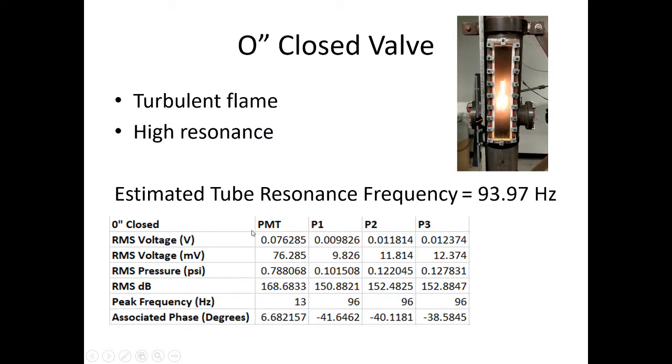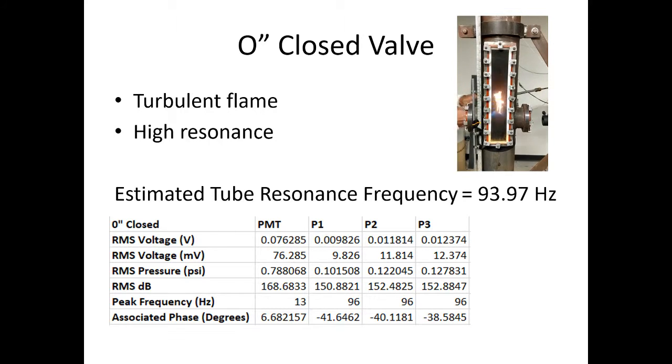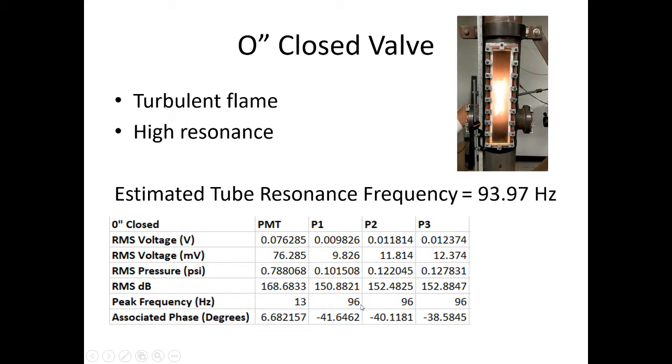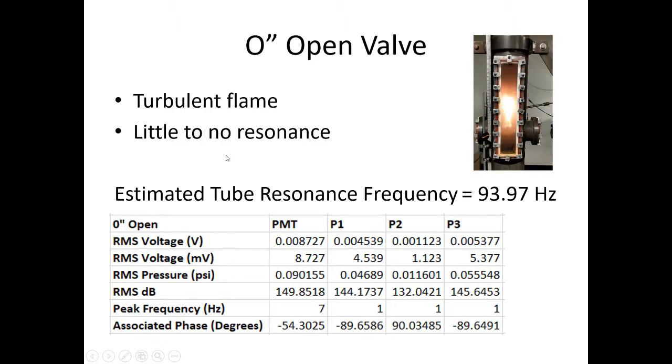The first experiment, where the burner plate was located at its original position with the valve closed, observed a turbulent flame with very high resonance. This makes sense since the peak frequency observed was 96 Hz, where the estimated tube frequency was 94 Hz. Since they were very close, it makes sense that there was high resonance inside the tube. In the next experiment, where the valve was opened, the flame was still turbulent, but there was very little resonance. This makes sense since the peak frequency observed was only 1 Hz, whereas the estimated resonance frequency was 94 Hz.